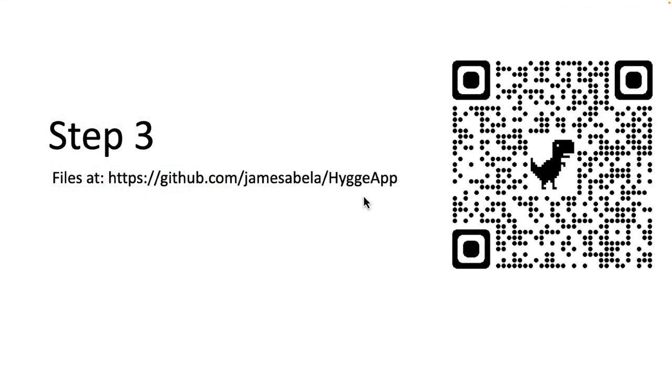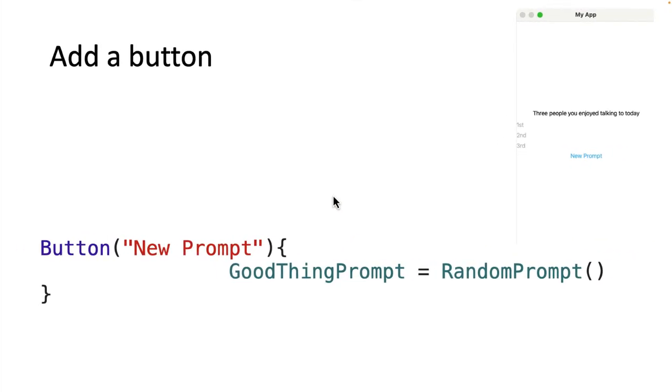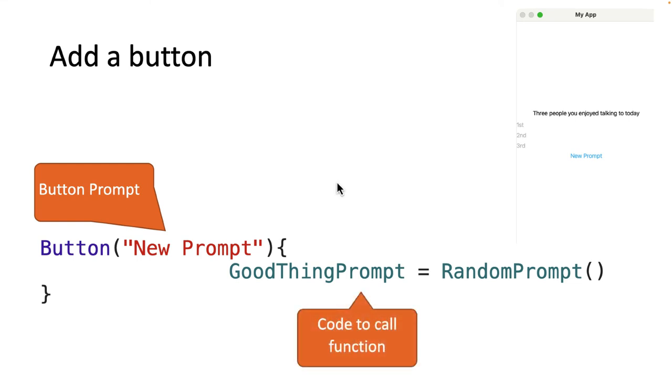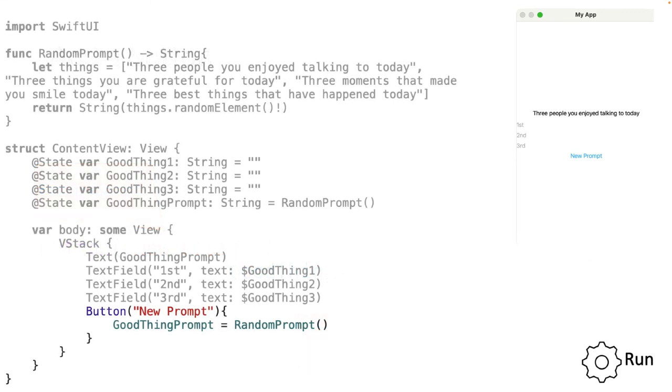Now we're moving on to step 3. And here we're going to make it so you don't have to just keep rerunning and rerunning. You can actually use a button. And so this button creates a prompt. So it says new prompt and the guide to call function. Okay, so that keeps on calling up our function so that we can have a random prompt whenever we would like. And so that gets added now, and now you have a fully functional app. It's not very pretty yet, but it's functional.